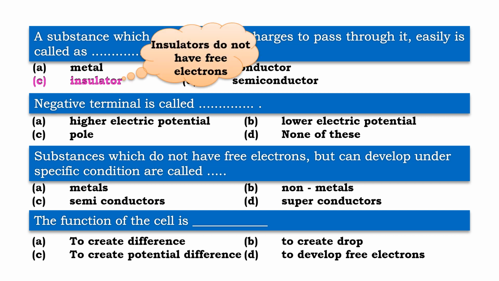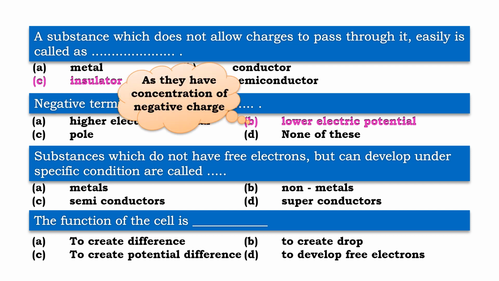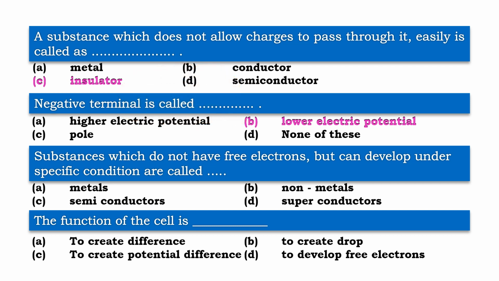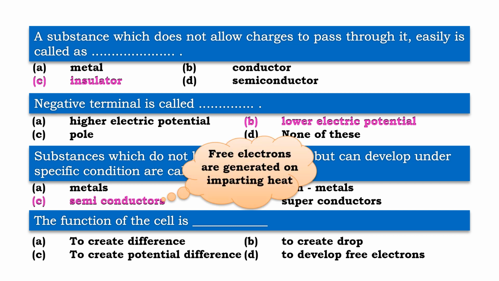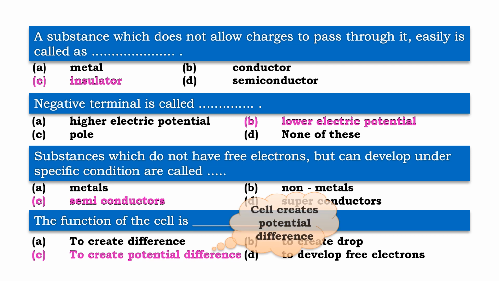The first answer is insulator. Insulators do not have free electrons. Second answer, lower electric potential, as they have a concentration of negative charge. Third answer, semiconductors. Free electrons are generated on imparting heat. Fourth answer, to create potential difference. A cell creates potential difference.